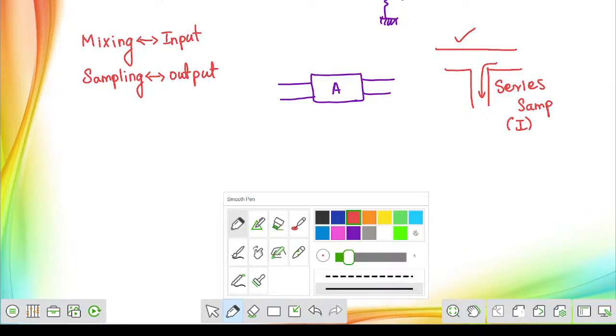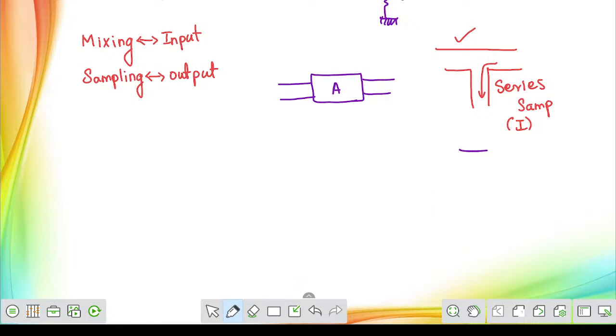Suppose on the output side it is represented like this, this is the output, but you are taking the feedback like this. This is called shunt sampling. That is, on the output side, we are taking voltage as the sampling. The previous one is current sampling, and this one is voltage sampling.